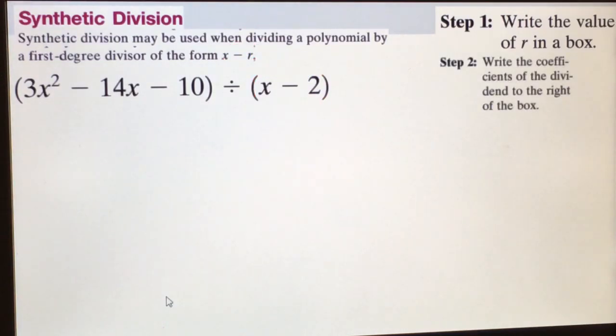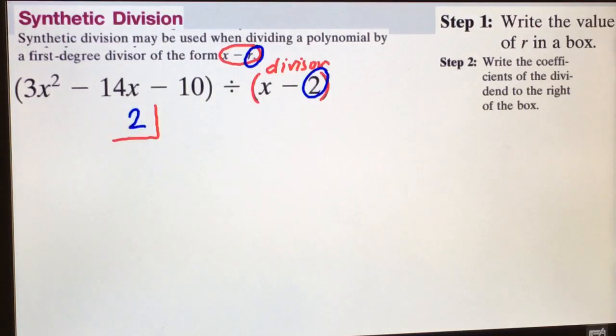Next step would be, the nice thing about synthetic division is we're not going to write the variables anymore. We're only going to write the coefficients. So the coefficients of the dividend. So if that's the divisor, this is the dividend. Okay. Let me write 2 over here. So we'll have some space. So I'm going to write the coefficients.